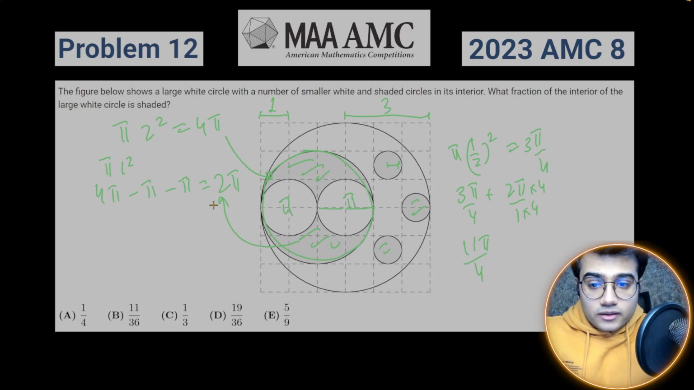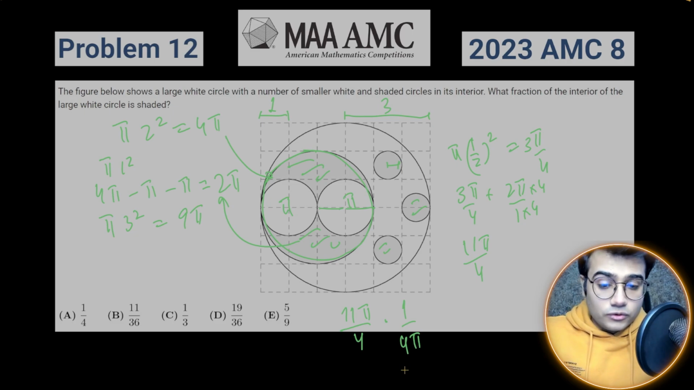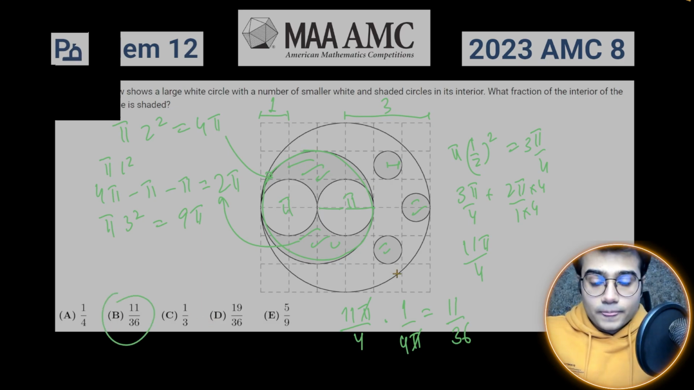So that is going to be pi times 3 squared, which is 9 pi. So let's do 11 pi over 4 divided by 9 pi. Well, that's the same as multiplying by 1 over 9 pi. Again, if you remember from your math classes, keep, change, flip, right? Anyways, we cancel out the pi and the fraction becomes 11 over 36. So the answer is going to be B.